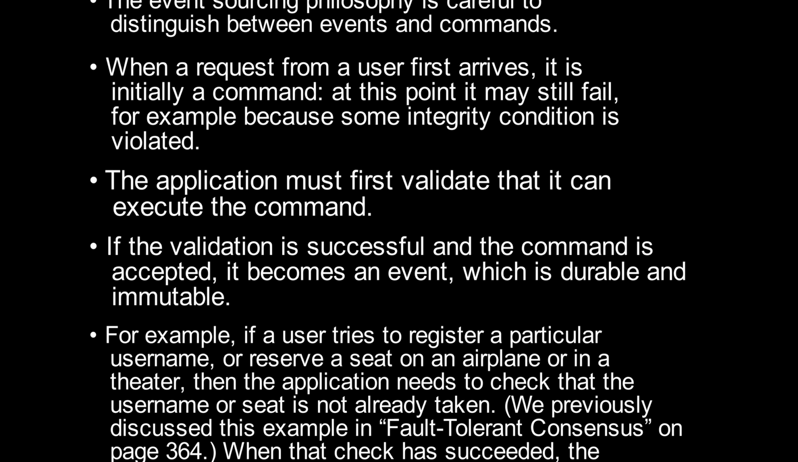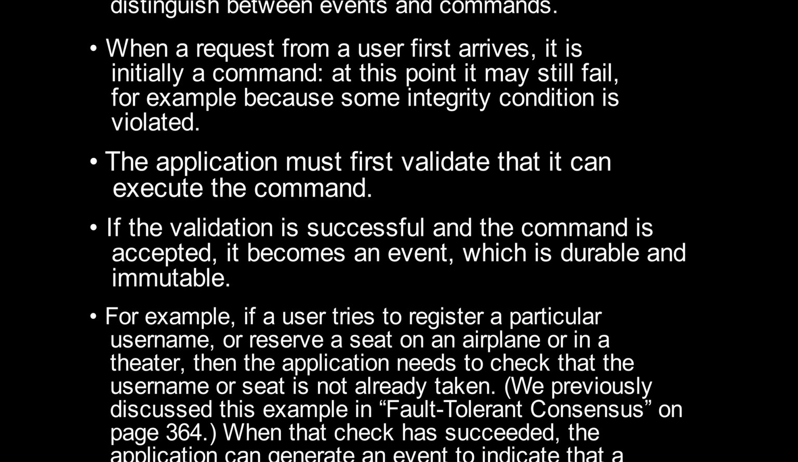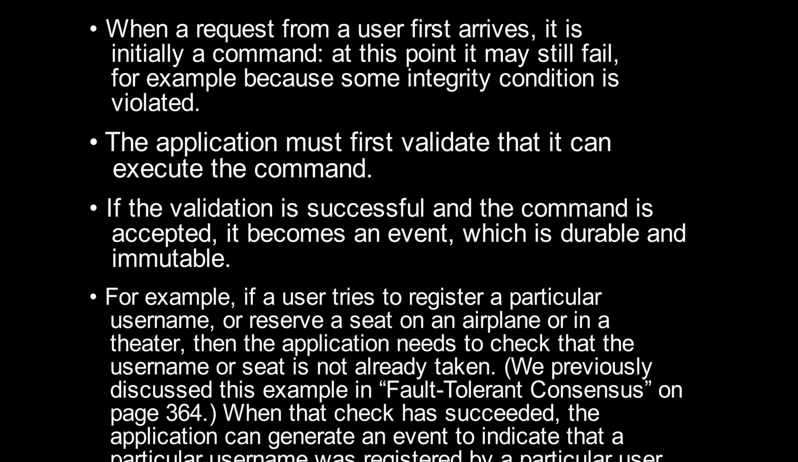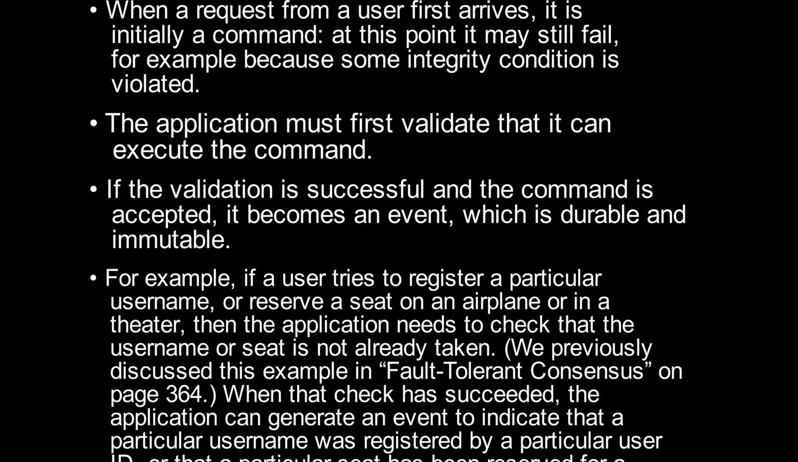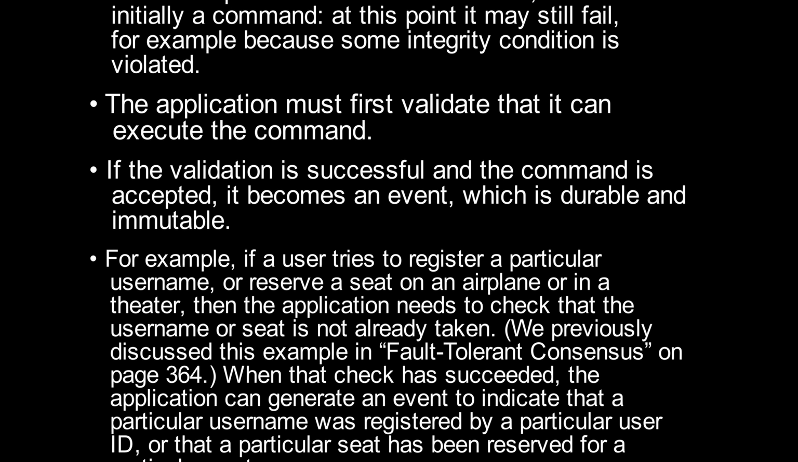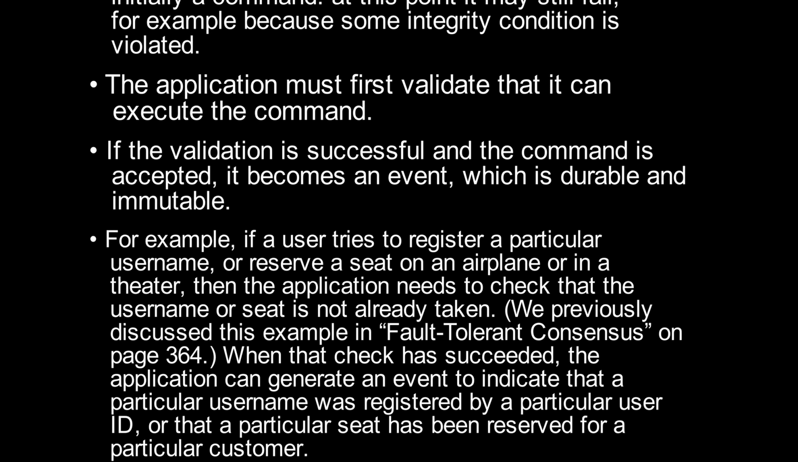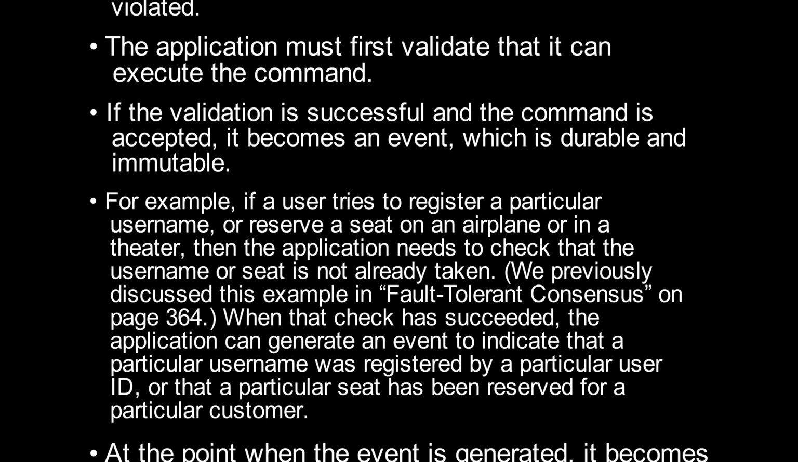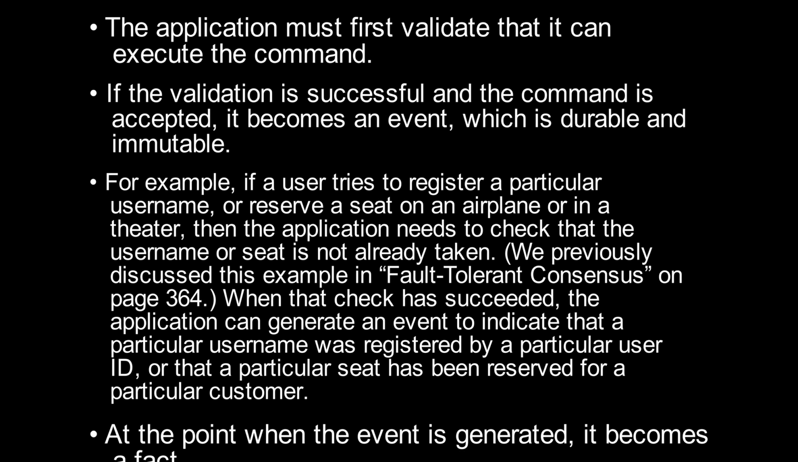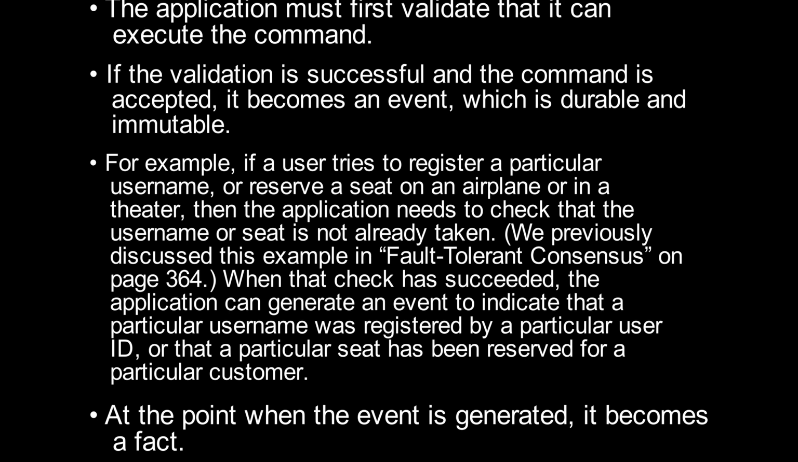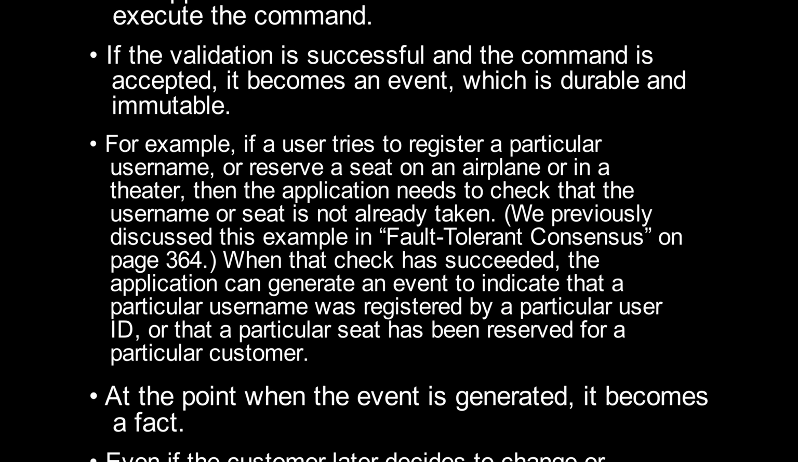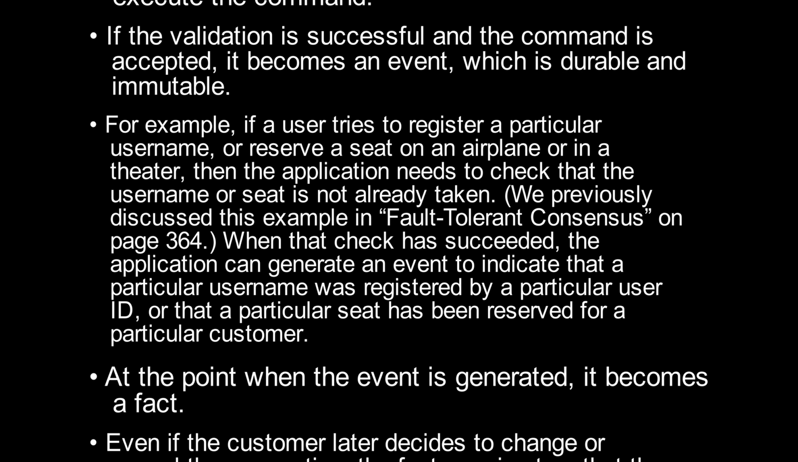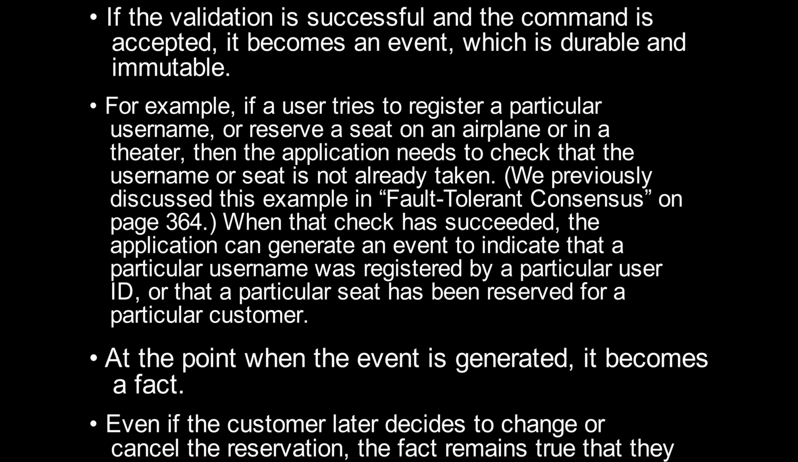For example, if a user tries to register a particular username or reserve a seat on an airplane or in a theater, then the application needs to check that the username or seat is not already taken. We previously discussed this example in fault-tolerant consensus on page 364. When that check has succeeded, the application can generate an event to indicate that a particular username was registered by a particular user ID, or that a particular seat has been reserved for a particular customer.